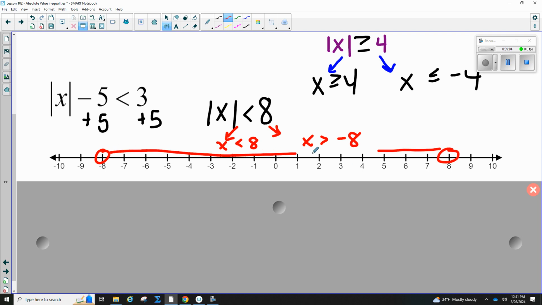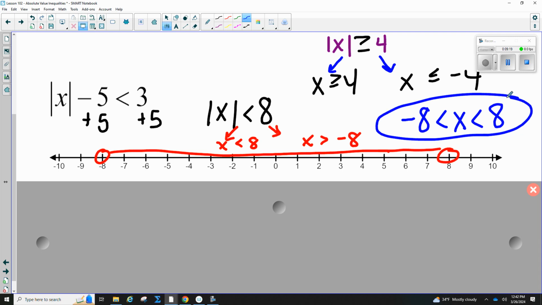And yes, I want you to write your final answer as an "and" statement, which a lot of people don't like to do, but you want to write it like this: -8 is less than x is less than 8. They will always be less than signs. That is just saying x is in between -8 and 8.